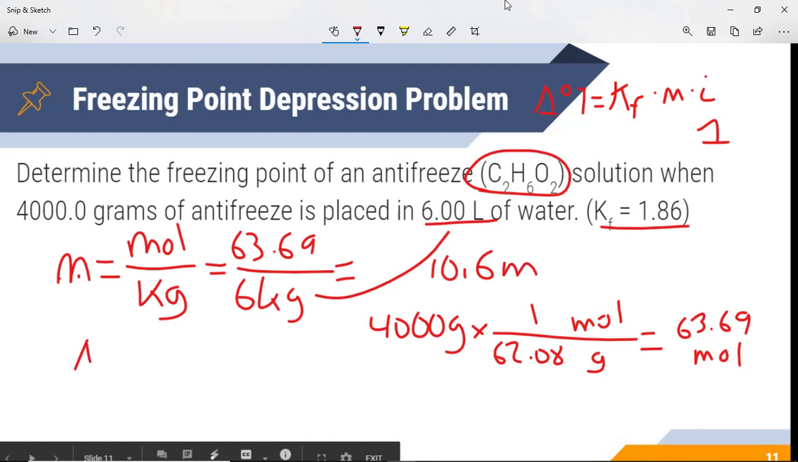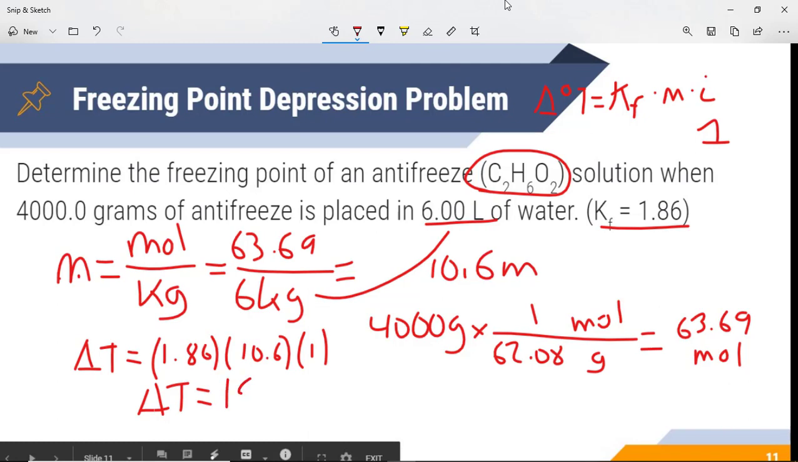So now I just plug everything into my formula. We get delta T equals 1.86 times my molality, 10.6, times my i value, 1. We get 19.74. Now be careful here.